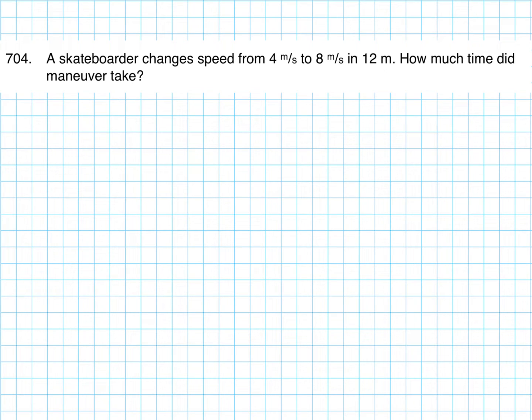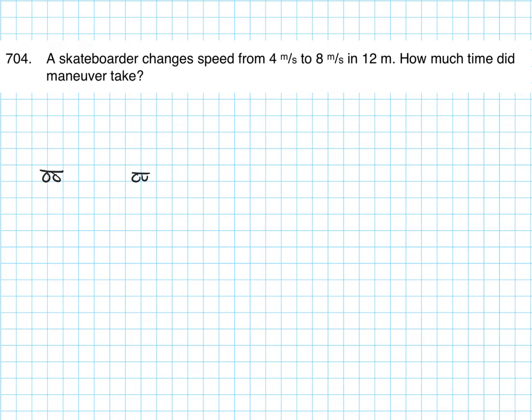A skateboarder changes speed from 8 meters per second to 12 meters per second. How much time did this maneuver take? All right, so if I'm thinking about this, let's draw a picture first. There's my skateboarder, so there's my skateboard. That's kind of the beginning of the motion. Here's the end of the motion.